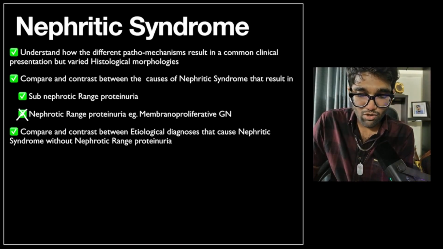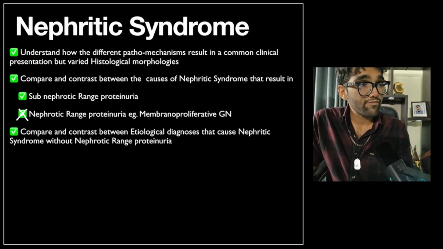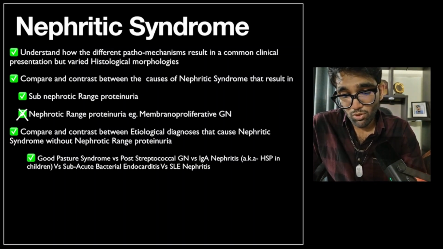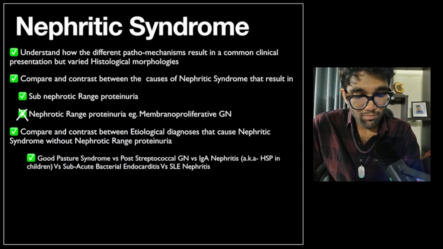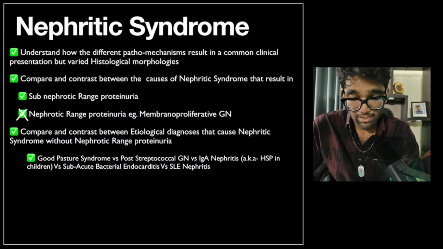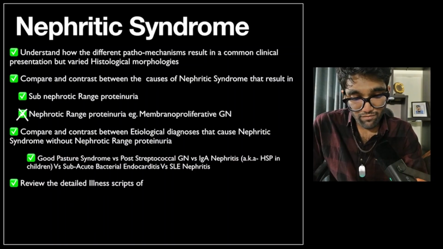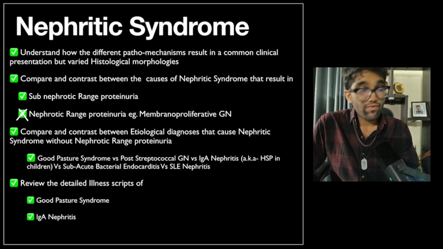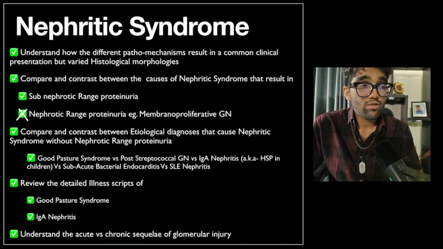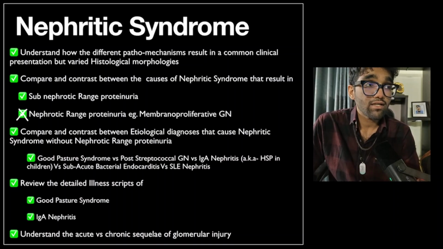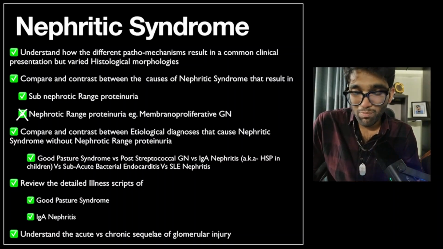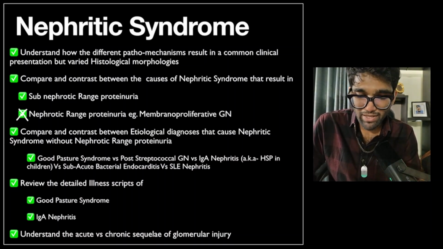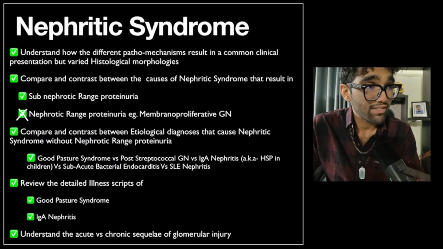We have compared and contrasted between the etiological diagnoses that cause nephritic syndrome without nephrotic range proteinuria. That is, we've compared Goodpasture syndrome, post-streptococcal GN, IgA nephritis, subacute bacterial endocarditis, as well as SLE, lupus nephritis. We have also reviewed the detailed illness scripts of Goodpasture syndrome as well as IgA nephritis, and we've understood what are the acute versus chronic sequelae of injury to the glomerulus. And I have shown you the path to how that leads to CKD. Okay, because it seems a little odd that one compartment getting affected in the kidney would result eventually in the entire kidney losing its function.